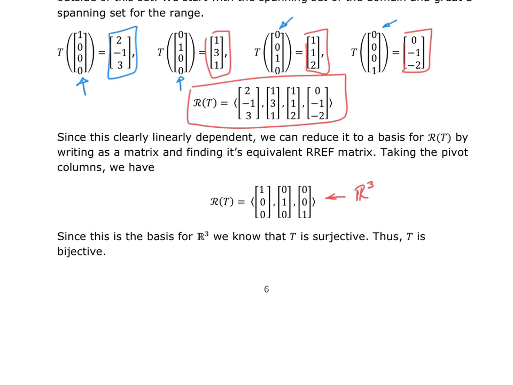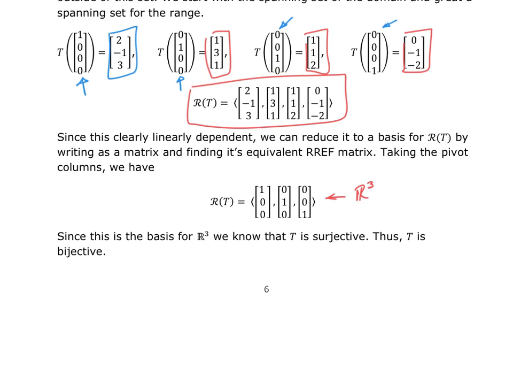Because this is the basis for R3, we know that T is surjective. There's nothing outside of R3. I mean, I'm getting all of R3. There are no other elements. I'm getting all of R3 from my pre-image. That means it is surjective. So it's surjective and injective. That means T must be bijective.